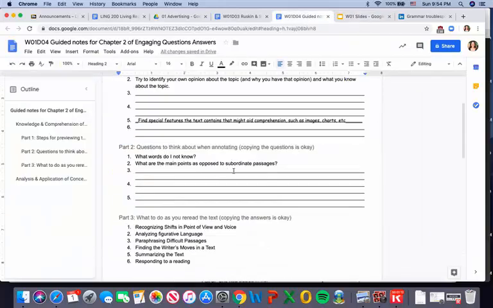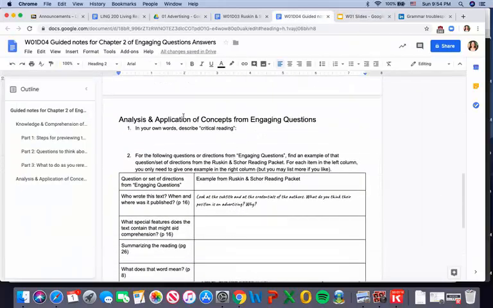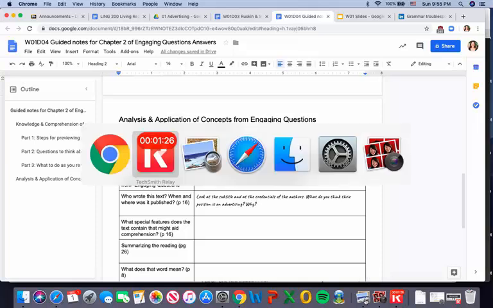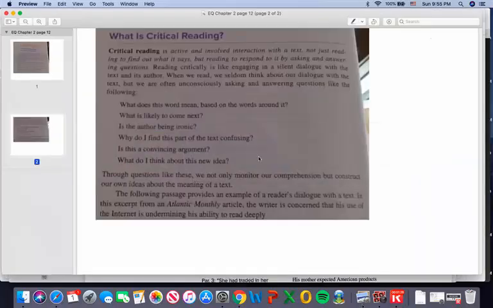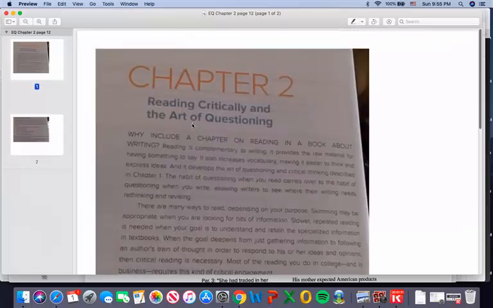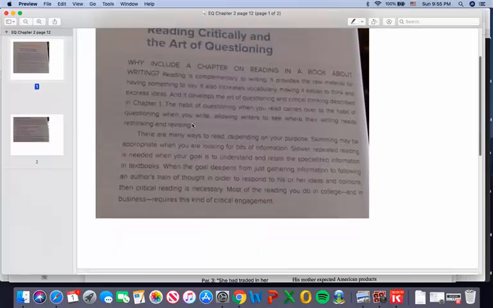The first question that you're asked is, in your own words, describe critical thinking. You can find this on page 12 of the textbook, Engaging Questions. If you don't have the textbook, I've taken a picture of the two parts of that page and put them on Blackboard, so you can download it and read it yourself. Or you can borrow it from a friend or something like that.